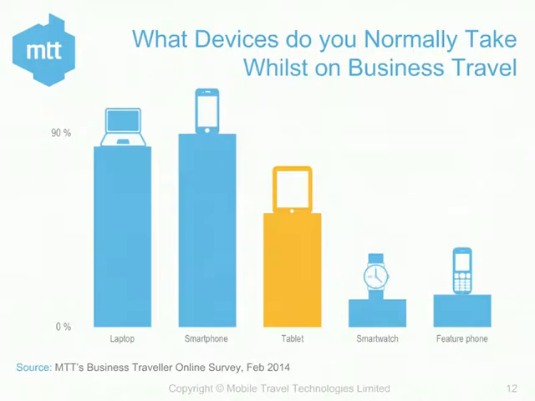Some research that MTT has done in the US and EMEA: what devices are people normally taking with them when they're traveling on business? Again, the smartphone is the main device that people take with them. Laptop, obviously, for business travelers is very important, but you see a very high percentage of people taking tablets with them. Depending on your reason for travel and what you're going to use it for, tablets can be a lot more practical, as they're a lot lighter.